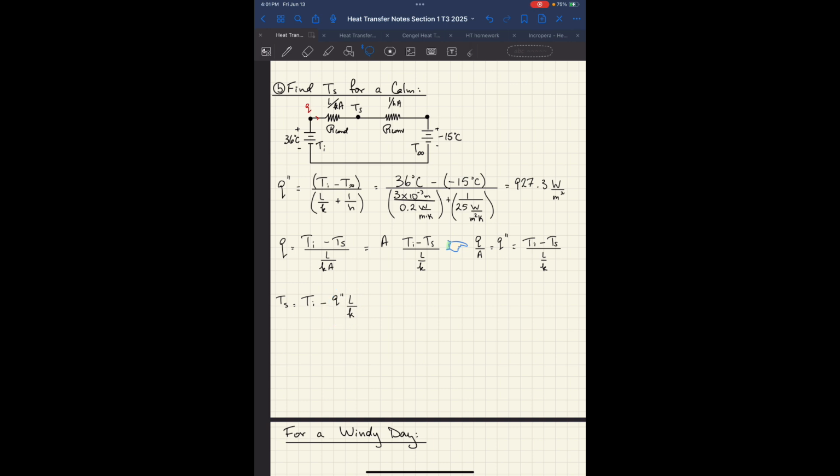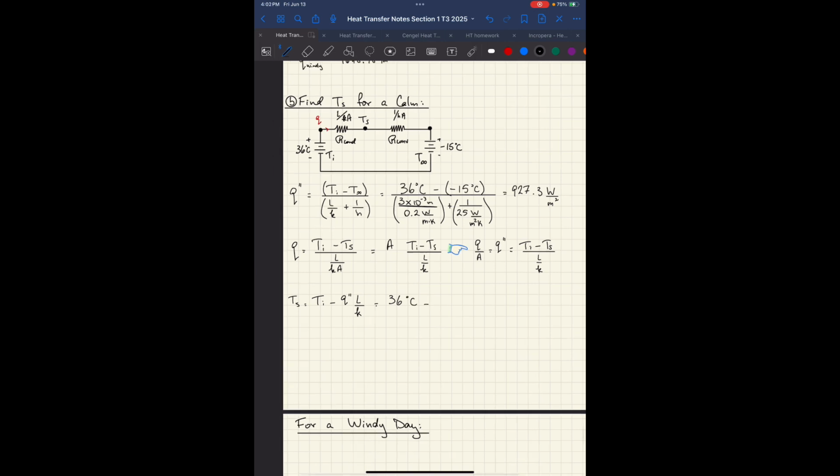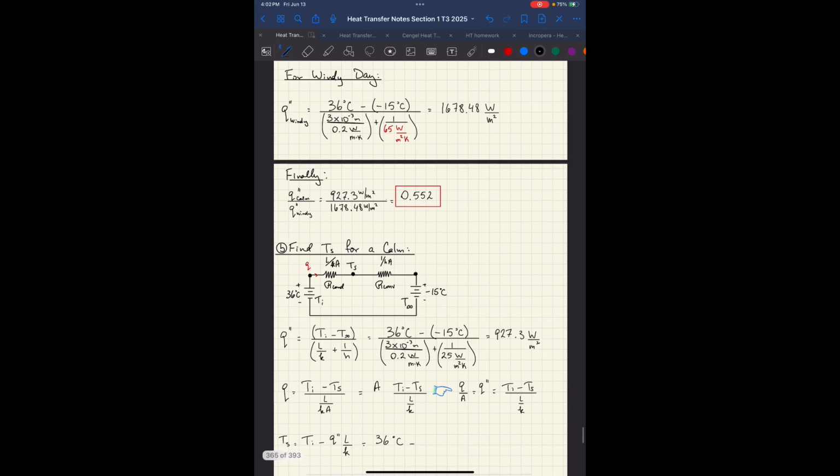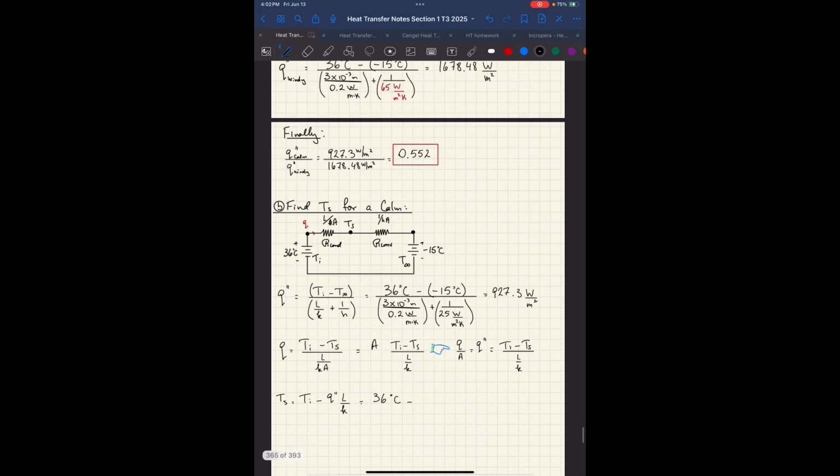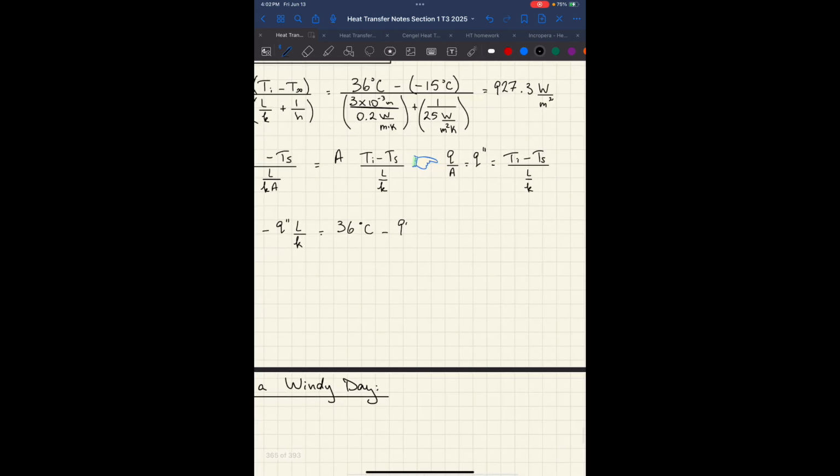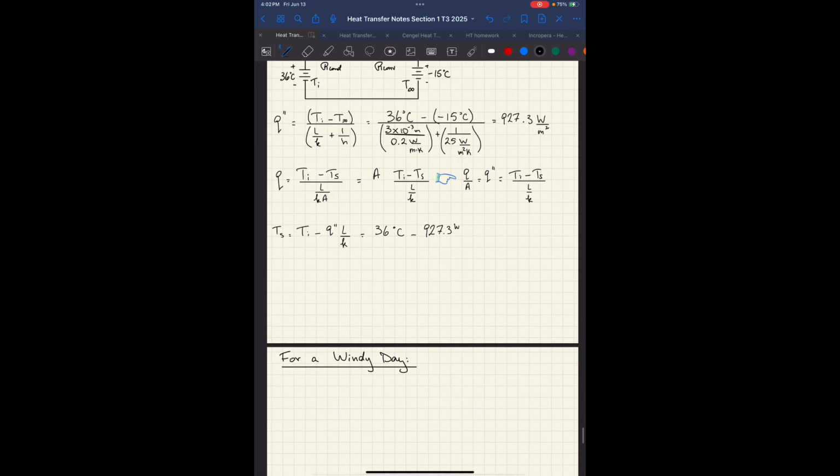But if I were doing this on an actual, let's say I want to work out the problem off screen, I would do it in several steps just to make sure I don't make a mistake. Okay, here I'm really just saving time. So Ti, I have here 36 Celsius. We have the flux. This is the flux for a calm day. So the calm flux is 927.3 watts per meter squared.